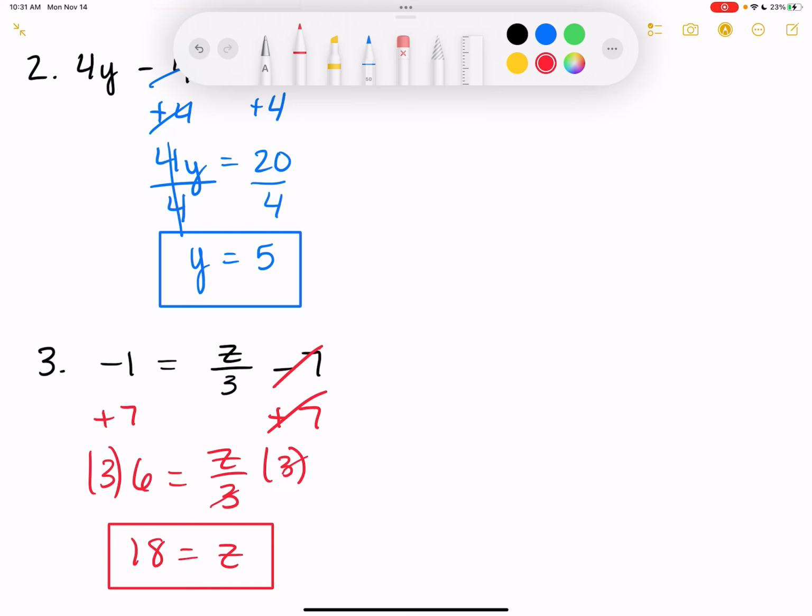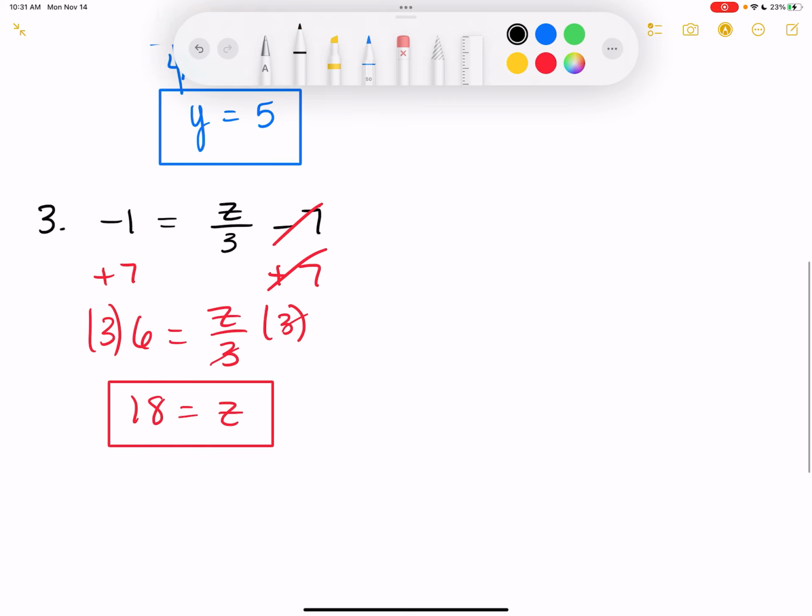So the next ones are going to look a little bit different. So number 4, it's 4W plus 2W equals 24. So our first step with one like this, we need to combine like terms. So combine things that look the same. Okay, so I have a 4W and a 2W being added together. So what would that be equal to?